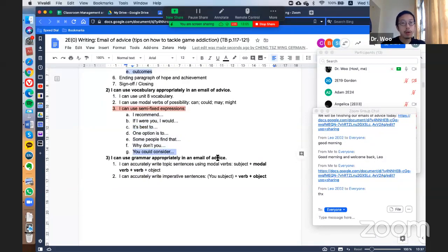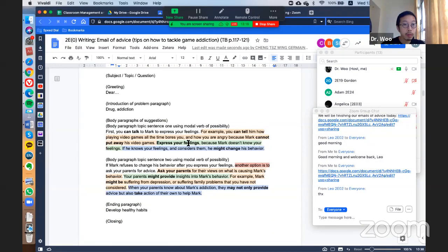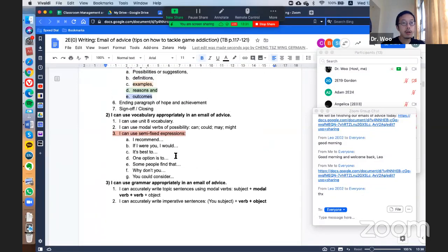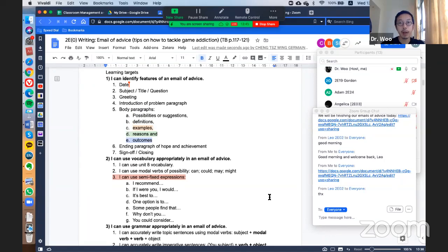Finally, two grammar structures. One is using modal verbs. Can you use modal verbs accurately in your topic sentences? I show you that over here in my topic sentences. Here's one. And then can you write imperative sentences where the subject is you, but you don't actually write you? You just start with the verb. I'm going to look for all of that, and hopefully we can see all of that in your writing.